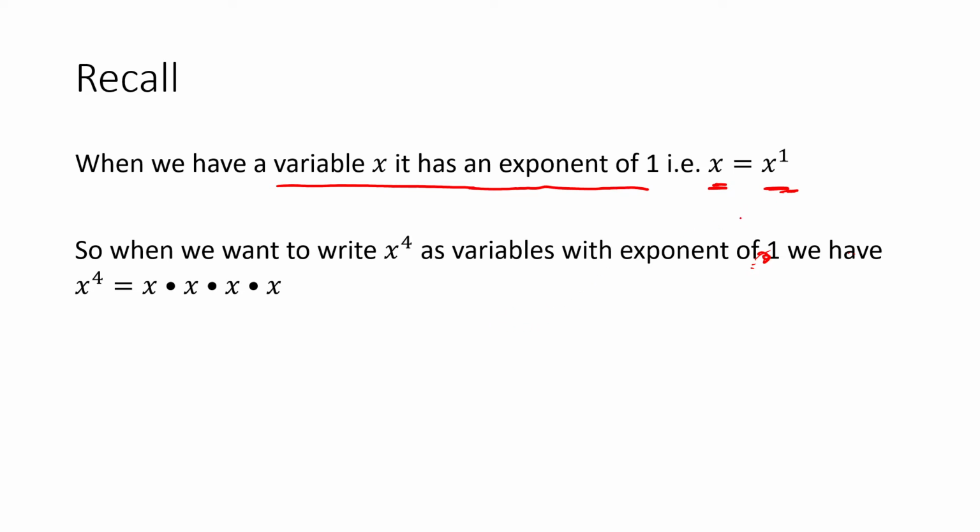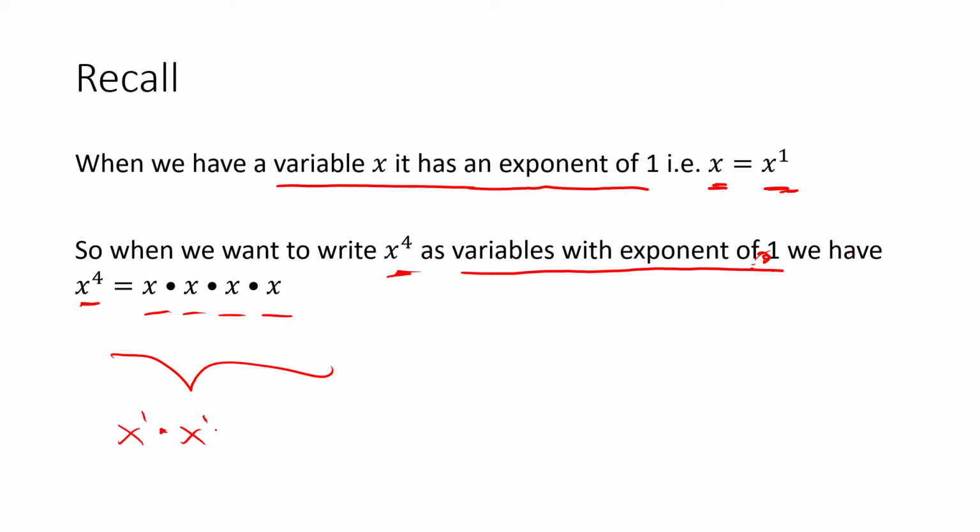Now, we're going to extend this idea. Later on, there will be instruction where we're going to write variables with exponents of 1. So what do I mean by that? Suppose we want to write x to the 4th as variables with exponents of 1. What you're going to do is write x to the 4th as x times x times x times x, because essentially all of this is x to the 1st times x to the 1st times x to the 1st times x to the 1st. That's what this means.